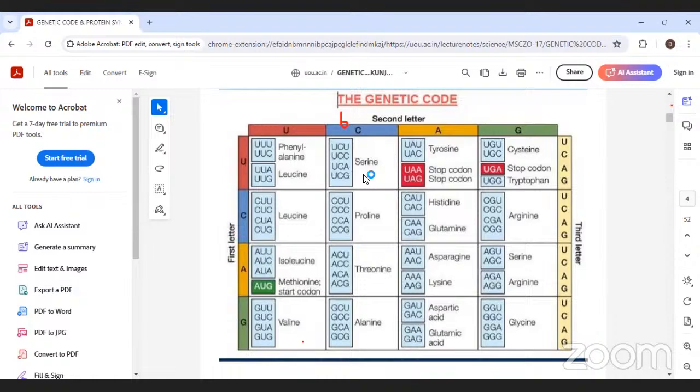Chain growth is initiated by the codons GUG and AUG, the initiation codons. What are the initiation codons? GUG is the first codon, then AUG. The second one is GUG. See, this one is GUG. This is the first.